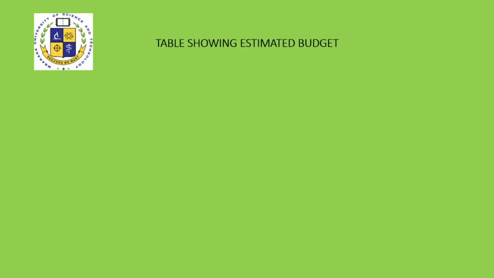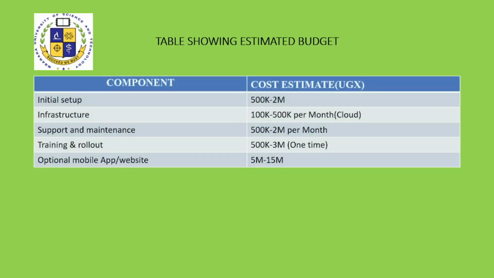How much do I need? This is really important. Before you go into something, it's really very bad to start something along the way and fail to complete it because you didn't know how much it would really cost. So this is a table that shows the initial setup according to Uganda. It's an estimated budget in Ugandan shillings, whereby you have initial setup, infrastructure, support and maintenance, training and rollout, and an optional mobile app and website.